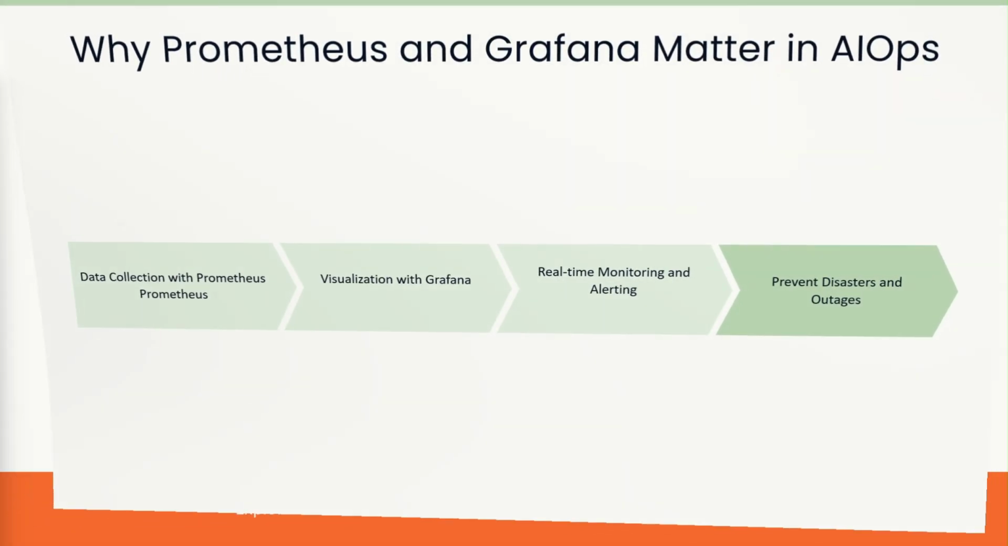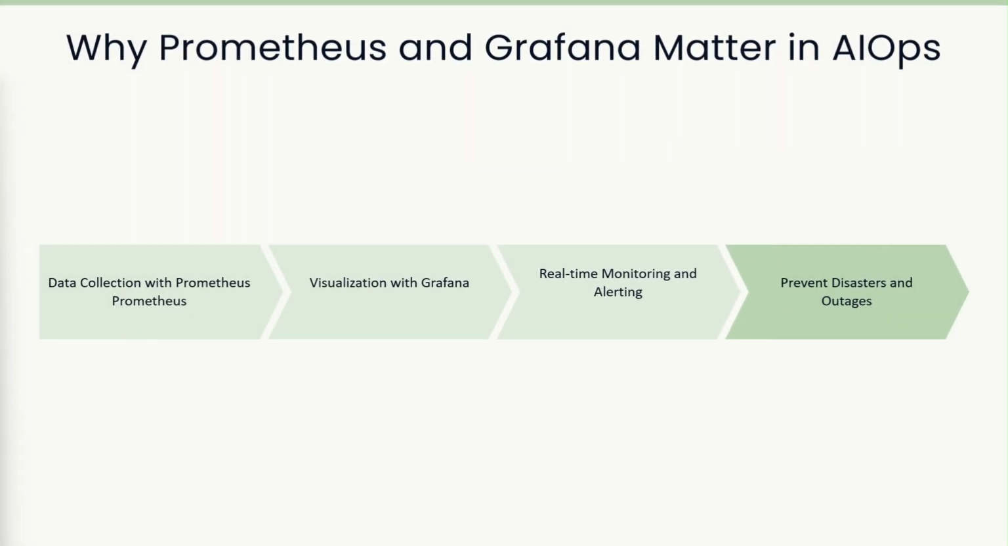So, the question is, why do Prometheus and Grafana matter in AIOps, and how do they compare to other tools in the market? Let's take a closer look. First, Prometheus is a metrics collection tool that scrapes data from your systems, whether that's cloud infrastructure, servers, or applications. It stores that data in a time series database, allowing for real-time analysis.